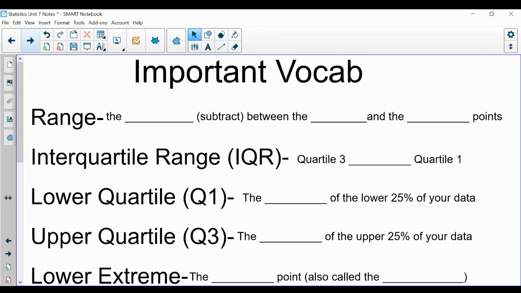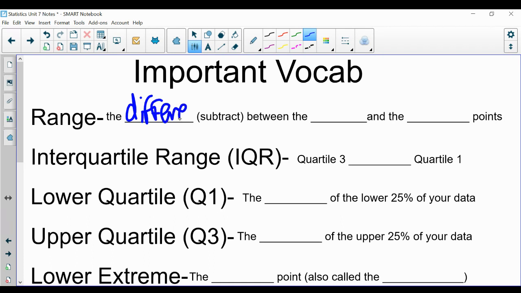Before we get into it, we do have some important vocabulary. The first thing we want to know is range. Now, we learned about range a little while ago, so this one should have been easy. Range is going to be the difference, meaning we're subtracting. It's the difference between the highest and the lowest point.